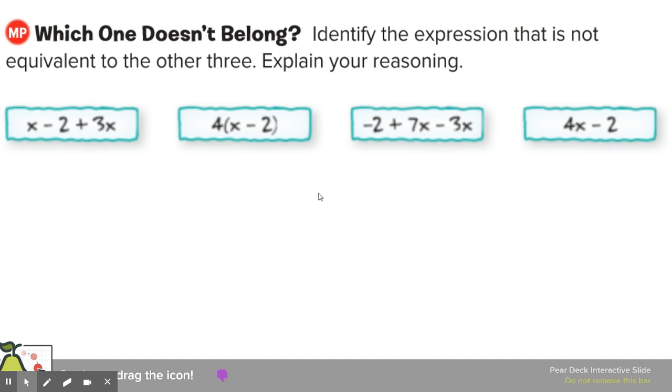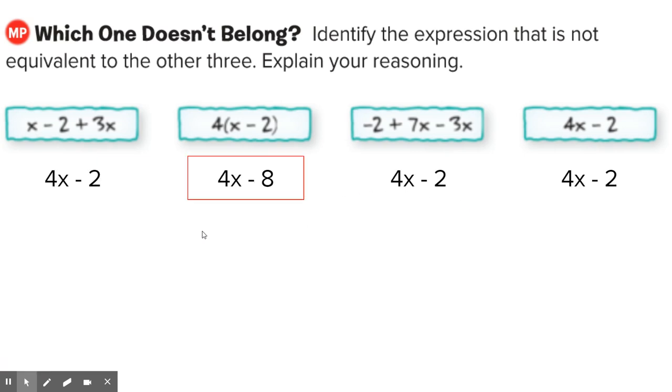And we're back. The right answer would be the one that doesn't belong is the second one, because when you multiply it out, it's 4x minus 8. Don't forget the distributive property, how to use that, which is what we're moving into now.